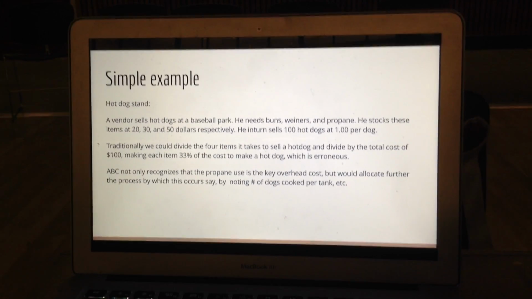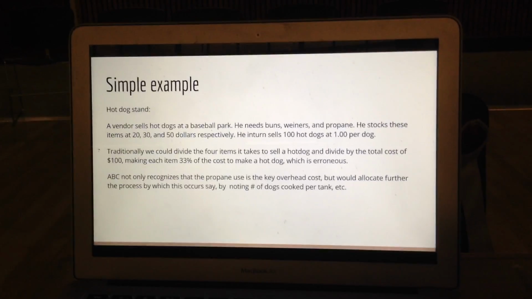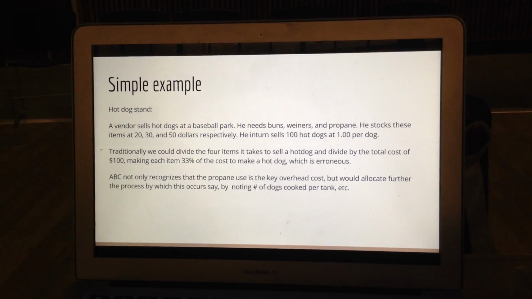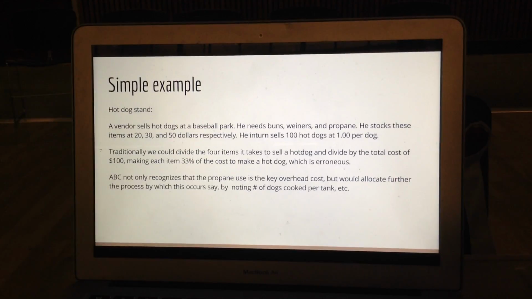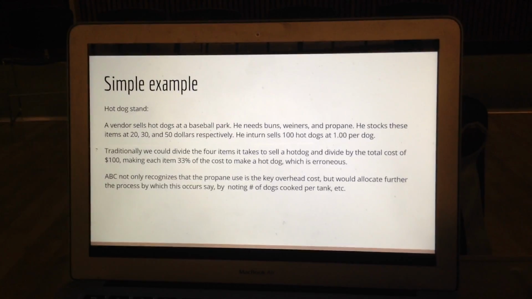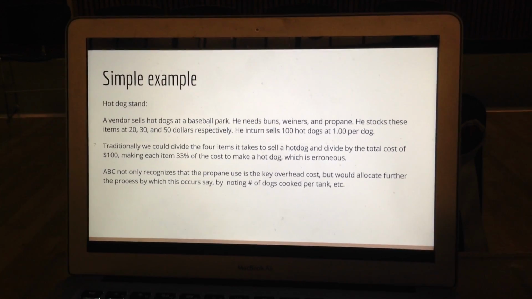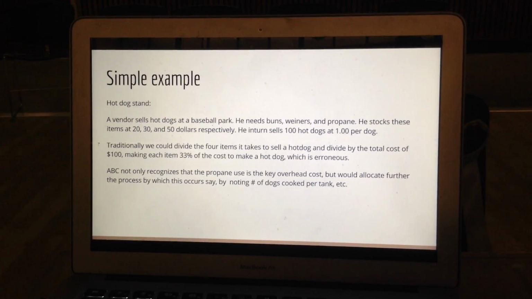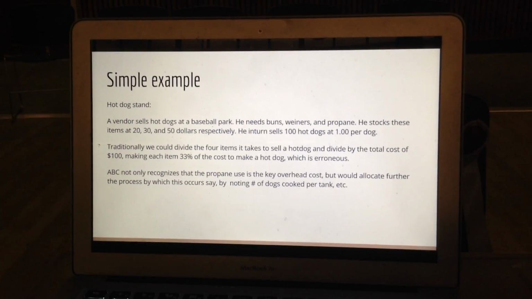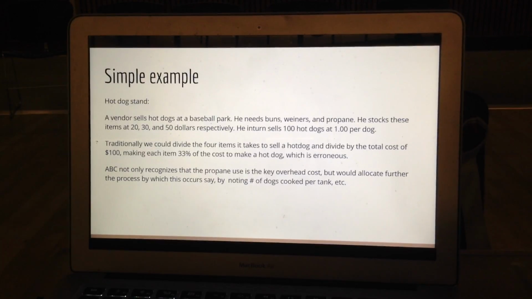So not only could you do this by measuring how many hot dogs you get per propane tank, or how much the fluctuation of the propane is in line with the fluctuation of sales, or something like that, you would be better allocating your resources.